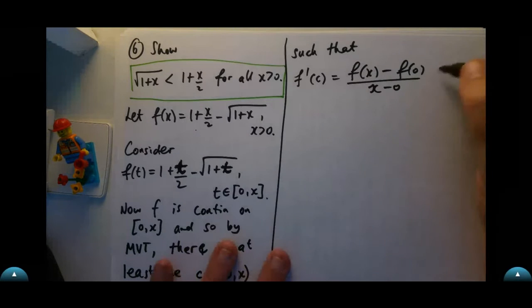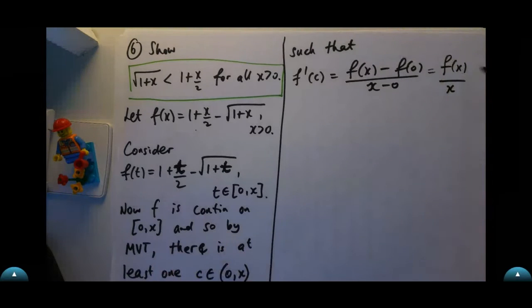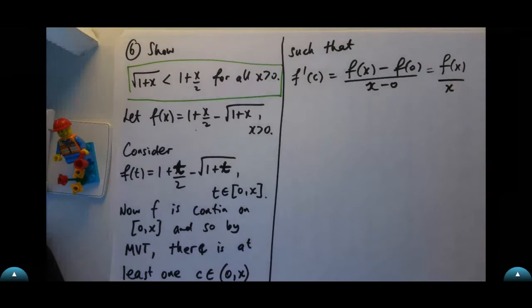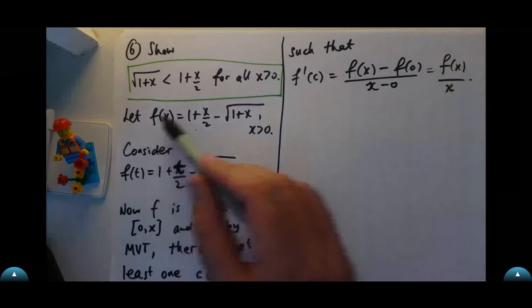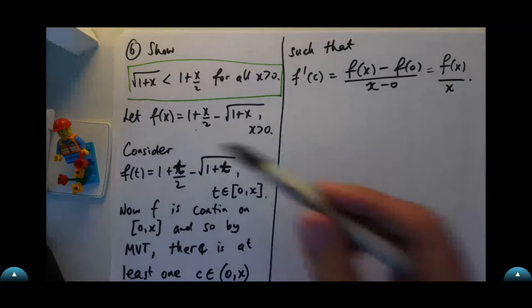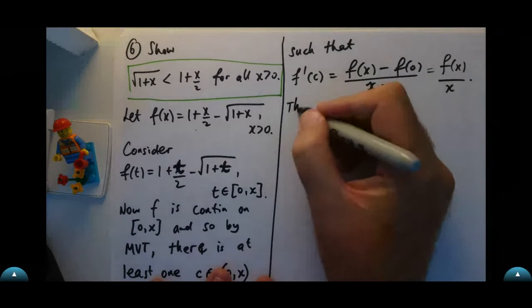It's 0. Yes, it's not a trick question. So this is 0. So it's basically this, right? That disappears, and I'm left with this. Okay? All right. So what is f of x? Well, it's that. Divide it by x.